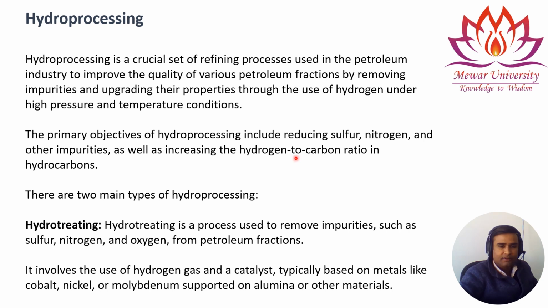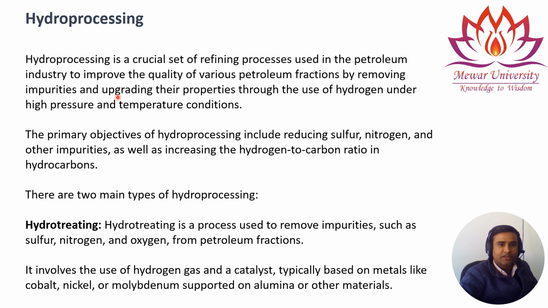Hello student, let's begin with the new topic, hydroprocessing, in the petrochemical lecture number 27. Hydroprocessing is one of the very important units in the refinery that is used to remove the impurities present in the different petroleum fractions, and it also requires hydrogen and very high pressure and very high temperature conditions. So let's begin with hydroprocessing.